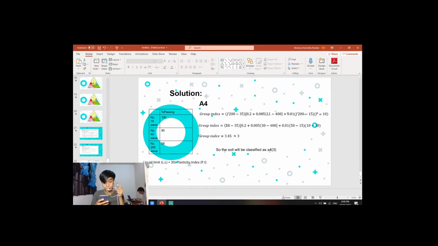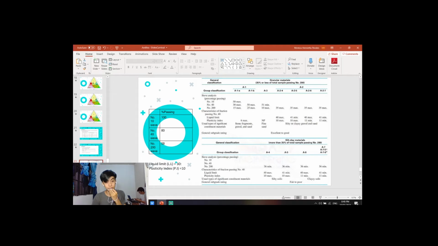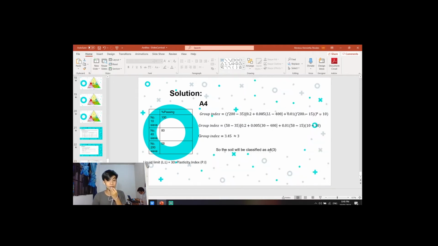Guys, did you also get 3.45? So, approximately equals 3. Now we have the solution, the general classification, and the group classification. So the soil will be classified as A-4(3).